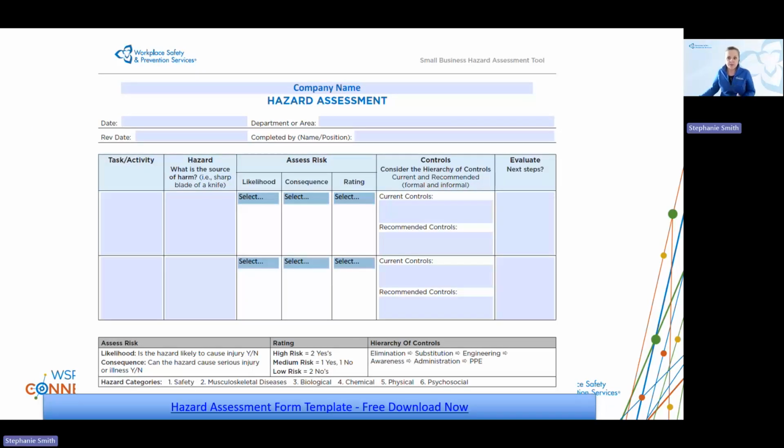We do have another form out there, which I just want to show briefly. This is what we use for small businesses. It's a simple template that can be downloaded for free from our website. If you're a small business or you're new to risk assessments, it's very simple. It's the same idea, but all it's using is yes and no's to determine risk level: likelihood, yes or no, consequence, yes or no, and then that will give you your risk rating. So it's a very simple, easy to follow tool that we have online for small businesses, but anyone can use it as well.